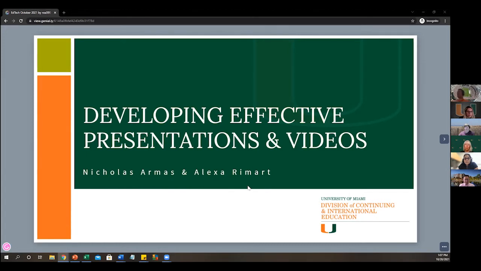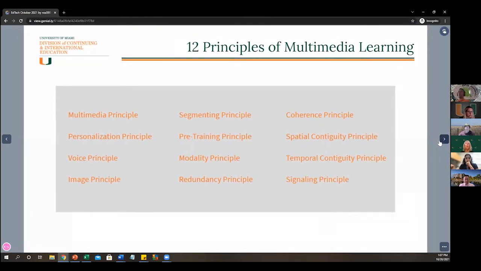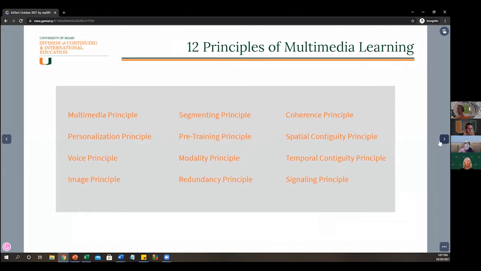So without further ado, let's get right into it. So we're talking about, of course, developing effective presentations and videos. And really where I want to start is with the 12 principles of multimedia learning. If you've been to any of the DLI trainings in the past, we've talked about this before. As a matter of fact, this is where I was talking about there's a hidden presentation here.